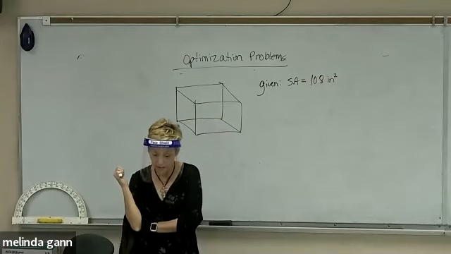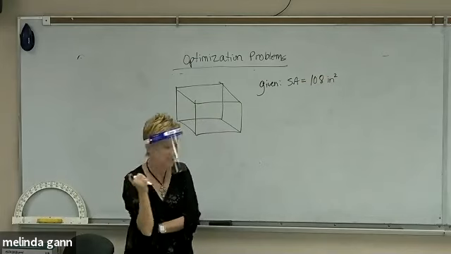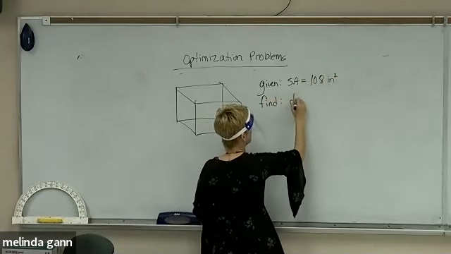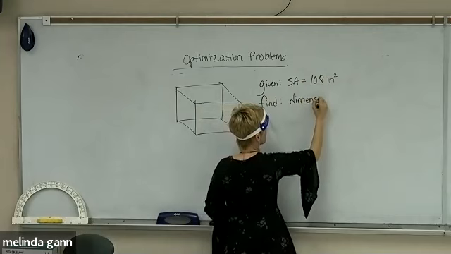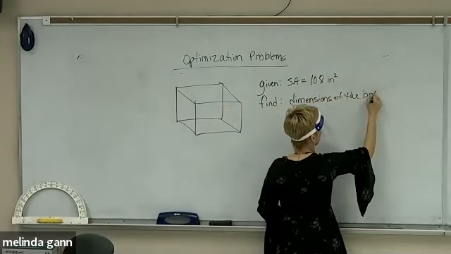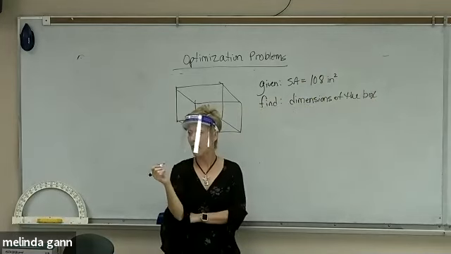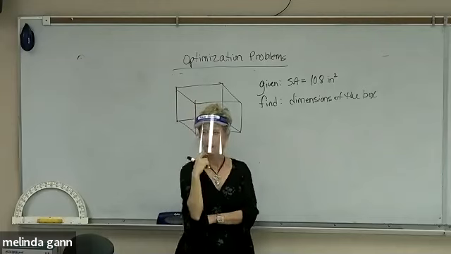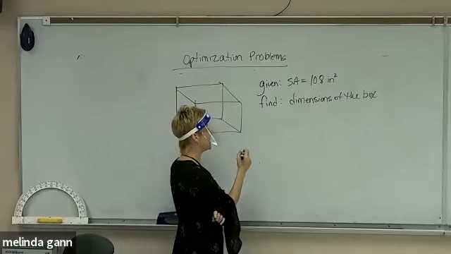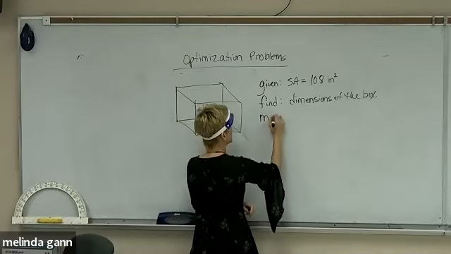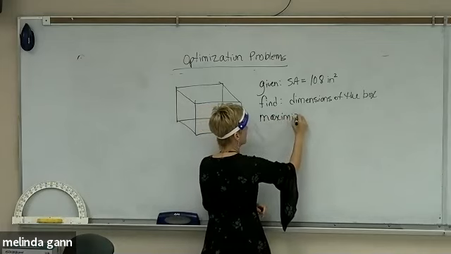And it says, what dimensions will produce a box with maximum volume? What am I asked to find? I'm supposed to find the dimensions of the box. So it wants to know how long, wide, and tall the box is. Now, is it asking me to maximize something or minimize something? It's asking me to maximize what? The volume.